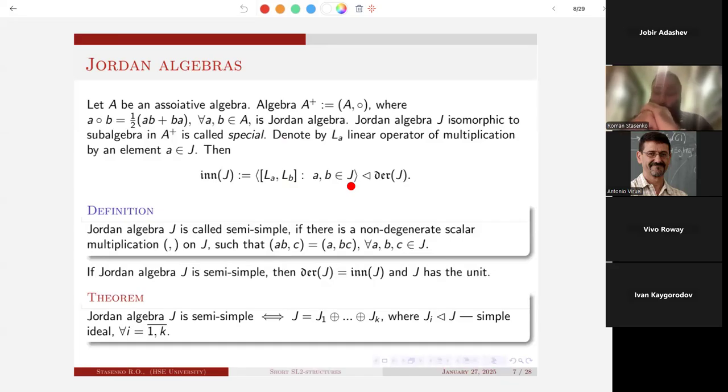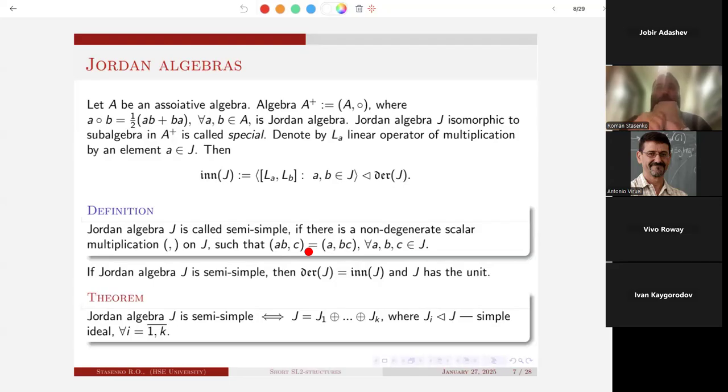So let us call the Jordan algebra semi-simple if there is a non-degenerate scalar multiplication on J such that the following statement is true. This formula. And if a Jordan algebra is semi-simple, it is very important for us that the whole algebra of derivations is the algebra of inner derivations, and J has the unit.